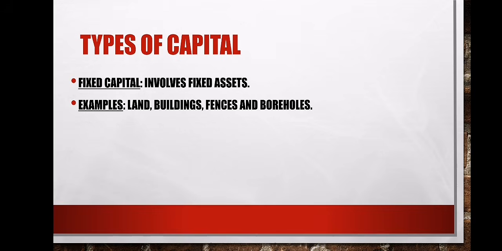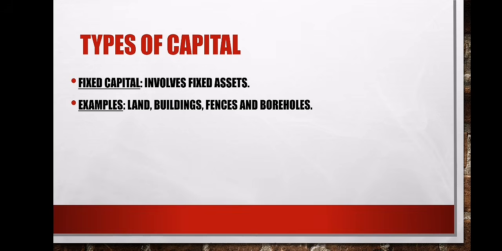Some have a wall fence, some have other fence. We can say all of those are fixed capital. We can also talk about boreholes or windmills. They fall under fixed capital. Remember, we say these are fixed capital because they cannot be moved from one position to another position. They are immovable capital. That is capital number one, good people.